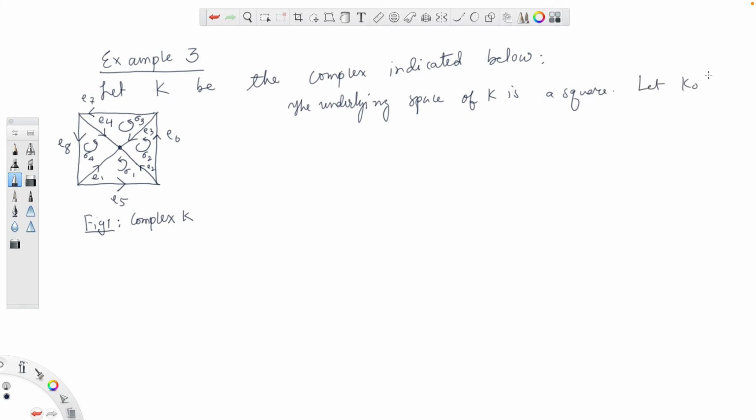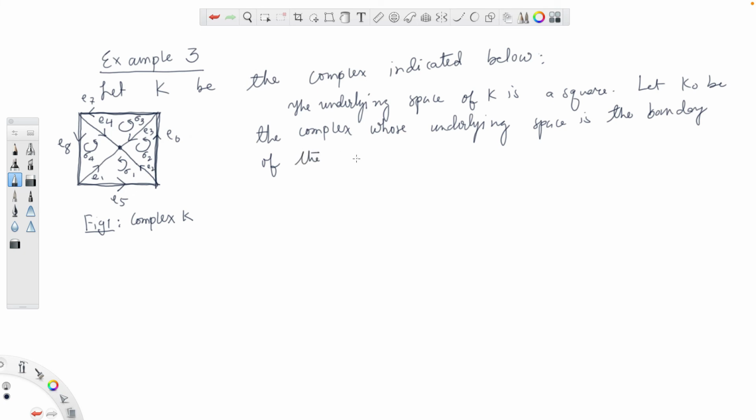Let K0 be the complex whose underlying space is the boundary of the square, meaning that this boundary, this one-dimensional complex, okay, that's K0, whose underlying space is the boundary of the square. This is K0.